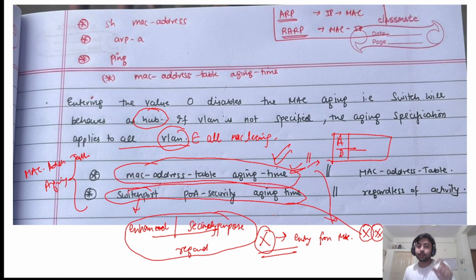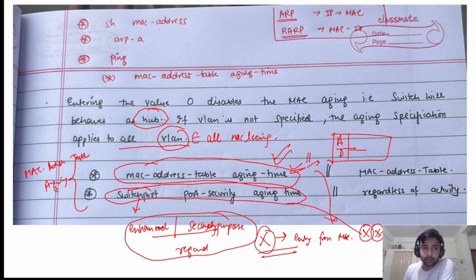But in the previous command, the first command, MAC address table aging time, it is a normal command wherein if communication is happening, then stay. Please keep my entries over there. If the communication is not happening, the moment the time ages out, please stop communication.